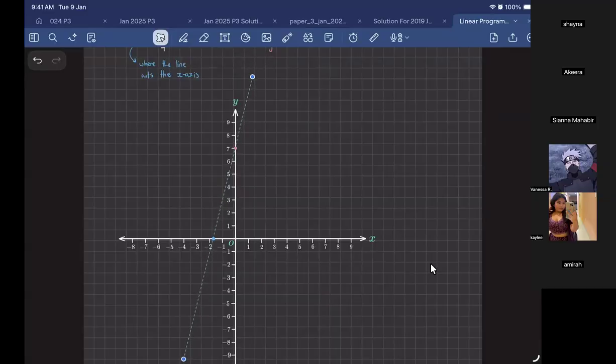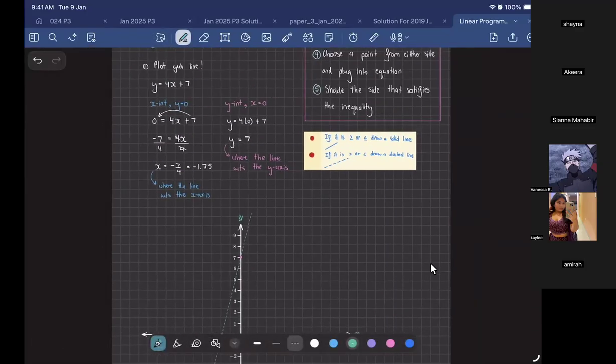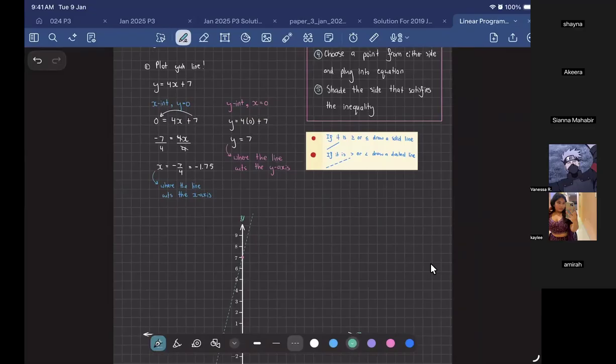Okay, and what is the equation of this line we just drew? Y is equal to 4x plus 7. Great. Y is equal to 4x plus 7.